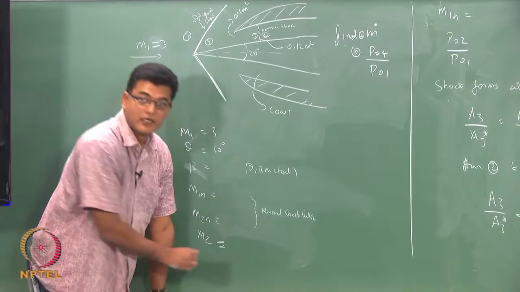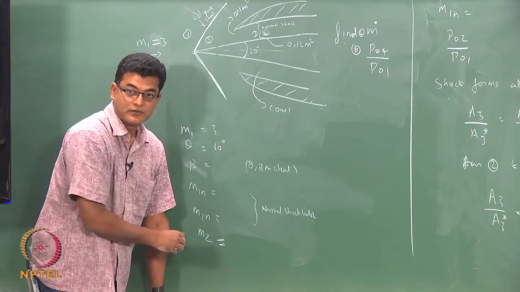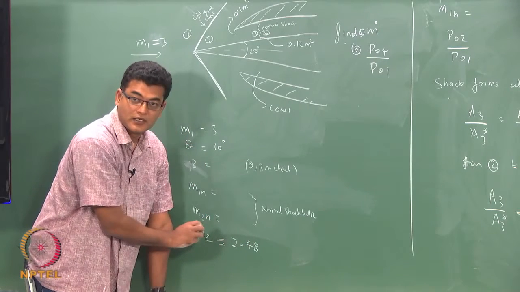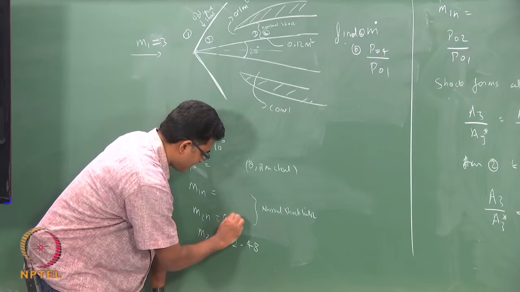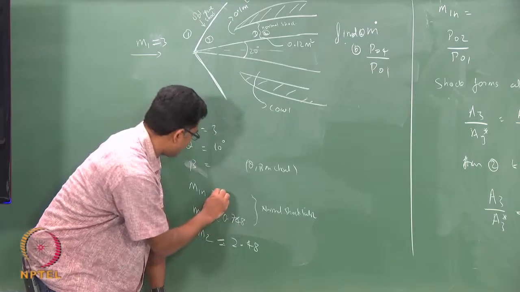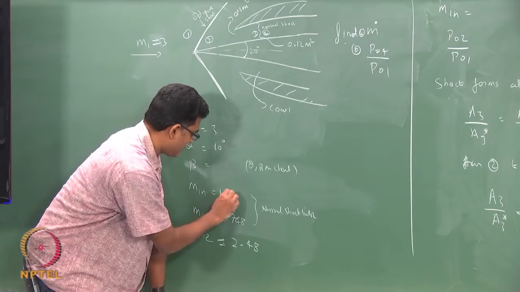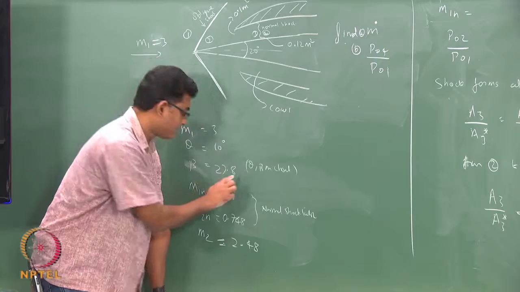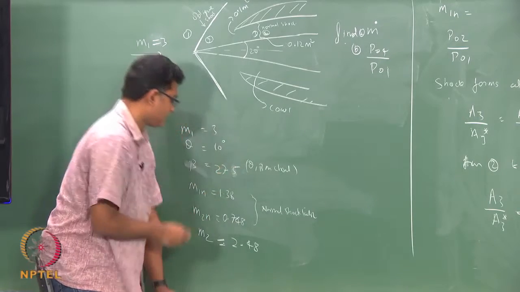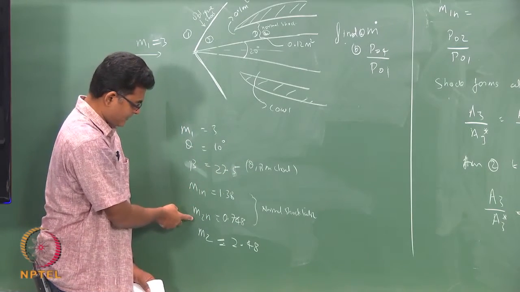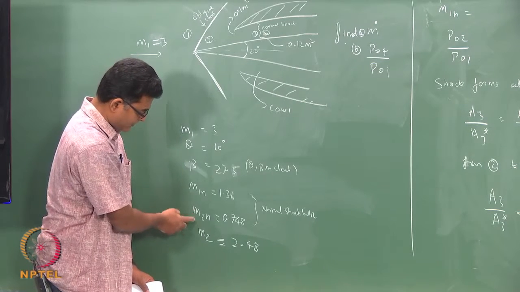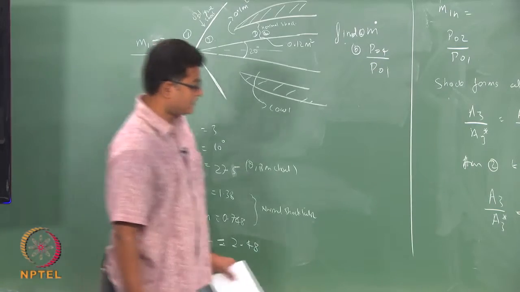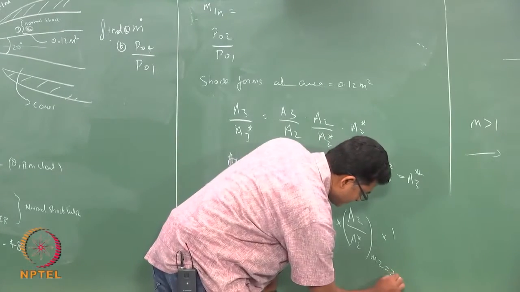What is M2? M2N is 0.746 and M1N is 1.385, beta 27.8. So, from beta I would get M1N and M2N from the normal shock table, from which I can compute M2 as 2.48. So, this M2 is 2.48.